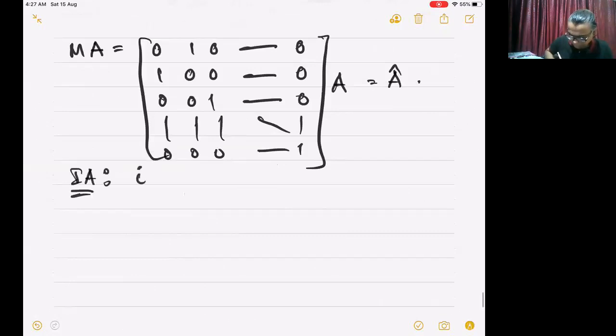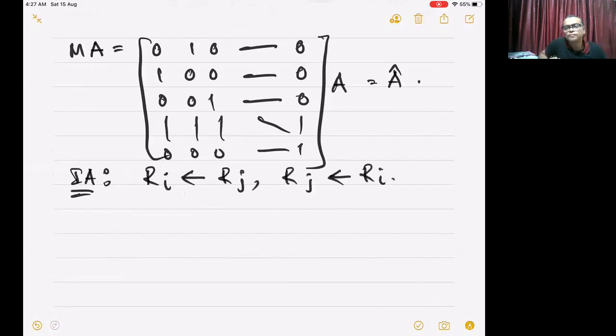So that means row i gets substituted by row j, and row j gets substituted by row i. How do you do this? Yeah, this is all okay. What is even more important is the fact that all of them are invertible. All of these M's are invertible.